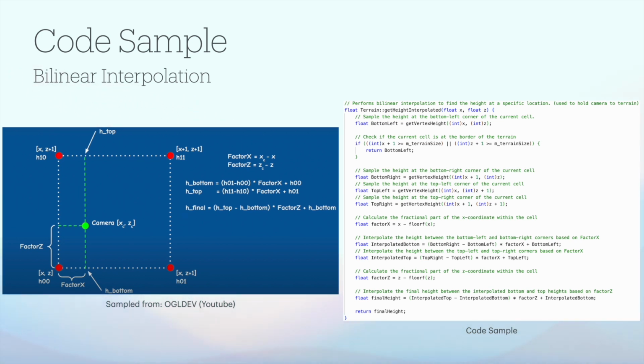Once we get the heights of the top and bottom vertices, we apply the z-factor to find out whether the top or bottom height will have more of an impact on the final height result. And the z-factor is calculated by taking the z-coordinate of the camera and subtracting the floor of the z-coordinate. Then we take this final height and change our camera's y-coordinate, ensuring the camera stays at the same height as the terrain wherever we move.